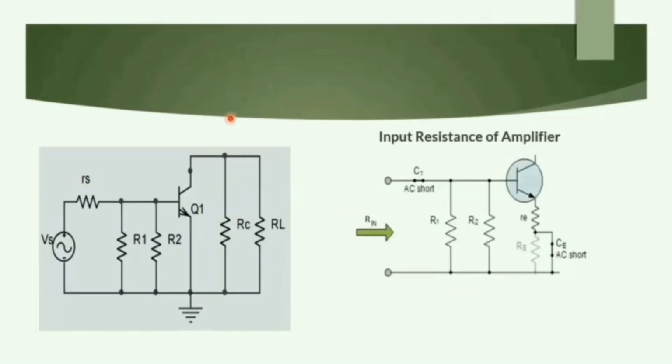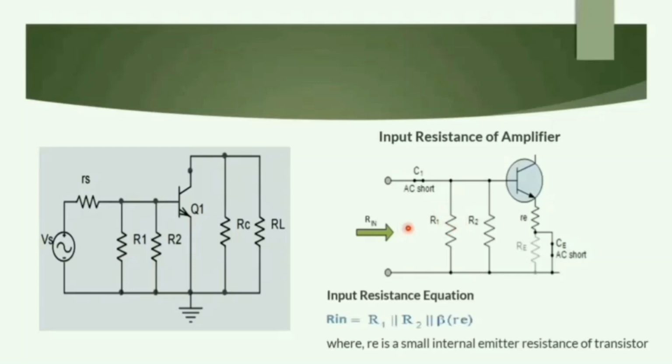Now we will consider this much portion to determine the input resistance. Here, as you can see, the input resistance will be equal to R1 parallel R2 parallel beta re. Here re is a small internal emitter resistance of the transistor. The reflected resistance at base will be equal to beta times re, as you can see in this equation.